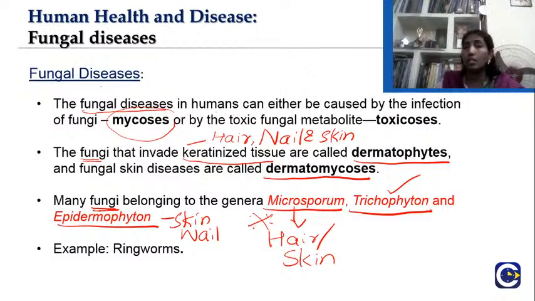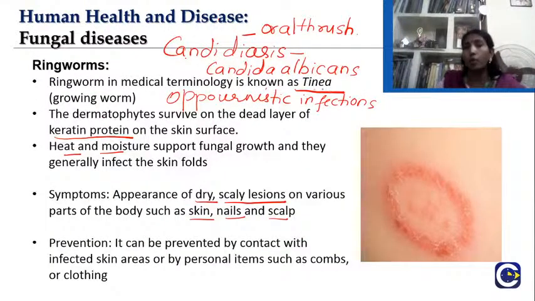So we have microsporum, trichophyton, which affect skin, hair, and nail, and epidermophyton, which is going to affect the skin and nail only. The ringworms, tinea, is another important question. It affects the keratinized tissue, promoted by heat and moisture, that's another question. They can ask you, what is opportunistic infection, and among that, it's candidiasis. So this is where you have to recall the concept.